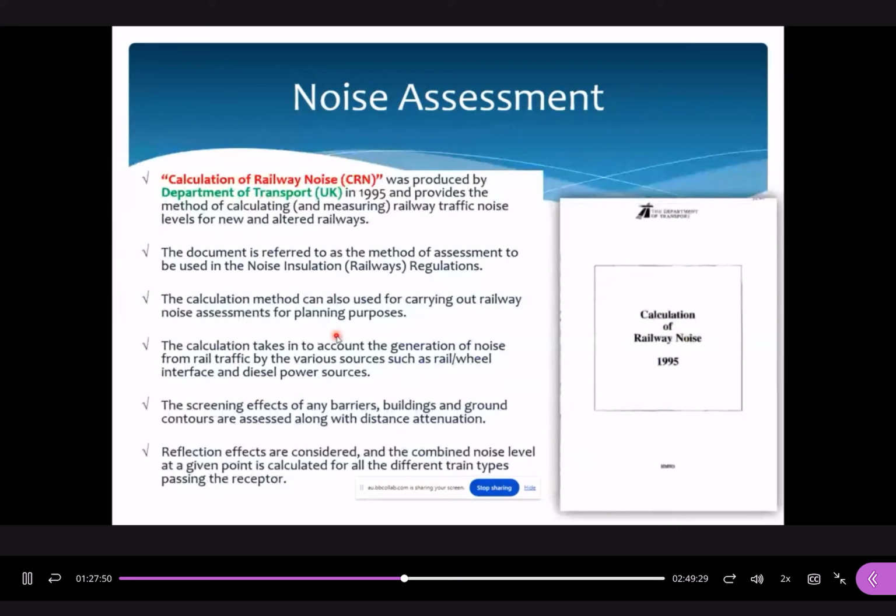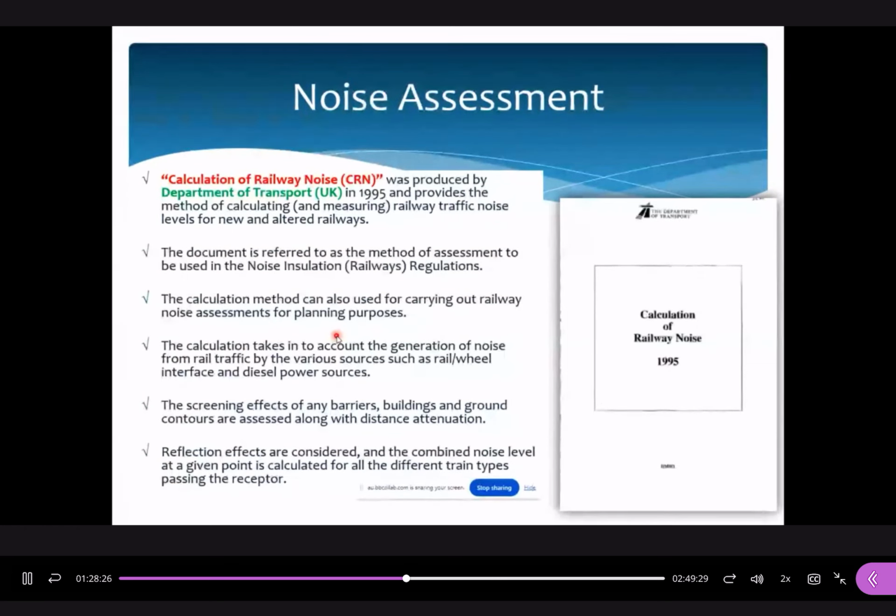We want to study the calculations of railway noise. This document was issued in 1995 by the Department of Transport in the UK to assess railway noise. Although this document was published more than 20 years ago, almost 30 years, the approach proposed in it is still valid. We could make use of it. At least in Hong Kong, the authority could make use of it to do assessments. And other similar predictive models from other countries are similar to this one.